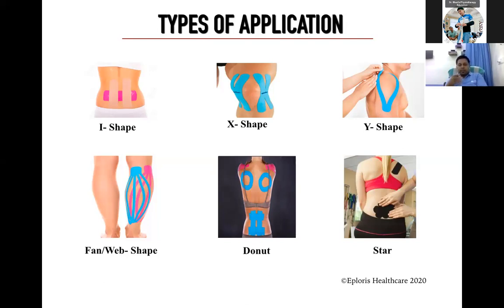The next one is the donut type, the circle one, the round one. Mainly we are using the donut for localized swelling. Whenever we want to decompress a localized area, that time we use the donut shape. The star one is mainly used for the deeper effect, or for the trigger point release. For the trigger point you can use that, or also if you want to use it for the deeper effect.